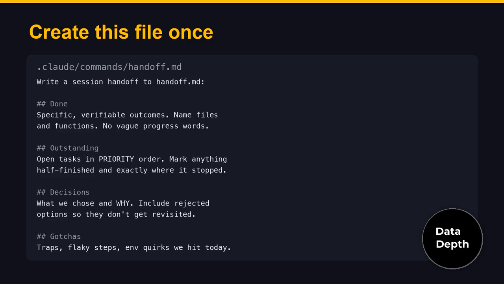5 headings matching our 5 blocks, with a nudge on each. Be specific. Name real files, prioritize the outstanding list, include rejected options, capture the traps. And the last line matters.